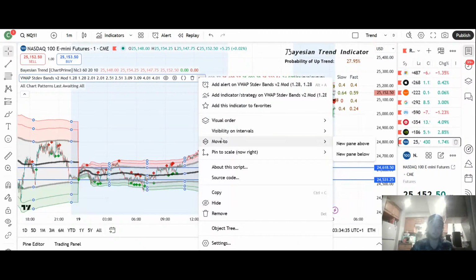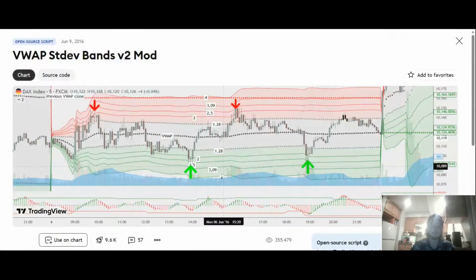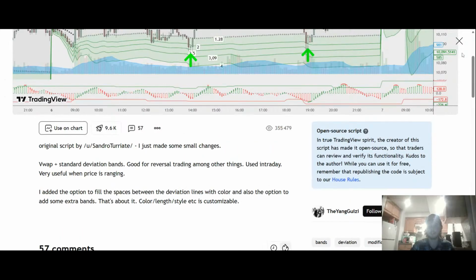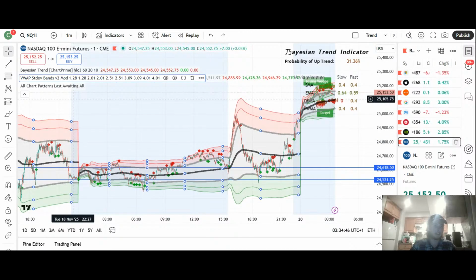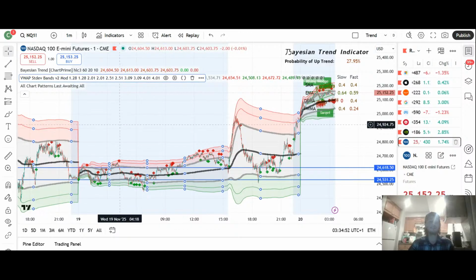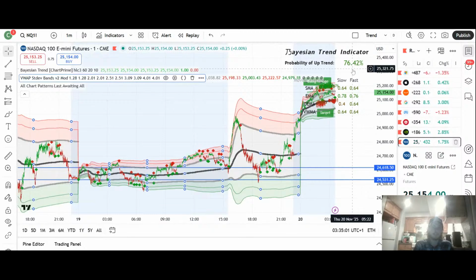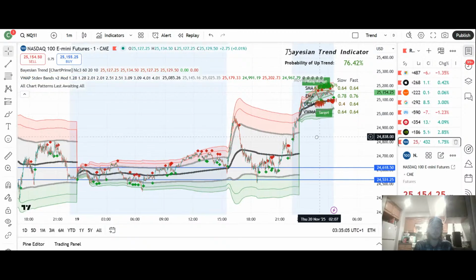This is my favorite one. VWAP standard deviation bands V2 mod, made by the Young Guizi. All chart patterns is made by TopStep itself, so you can just get all of the charts that you truly want, which is amazing, and it helps you out with many things like figuring out what this trend is. Rising wedge it is, tells you 76.42% probability of uptrend, which is very cool.